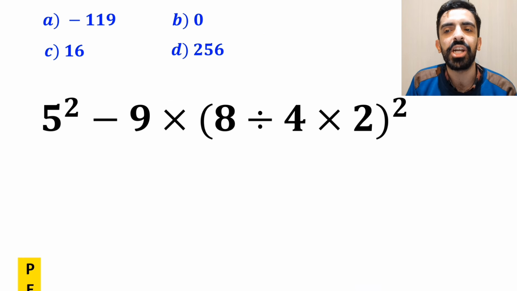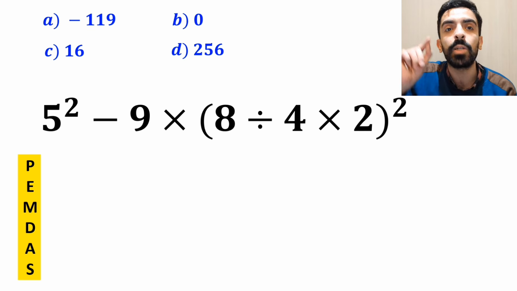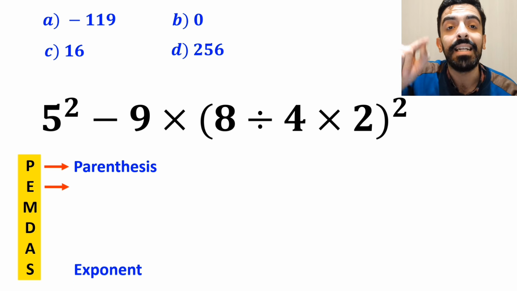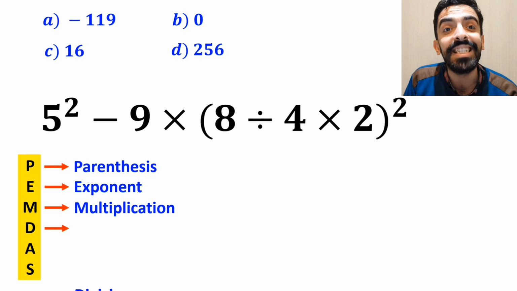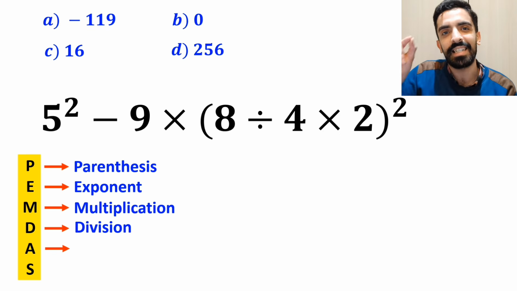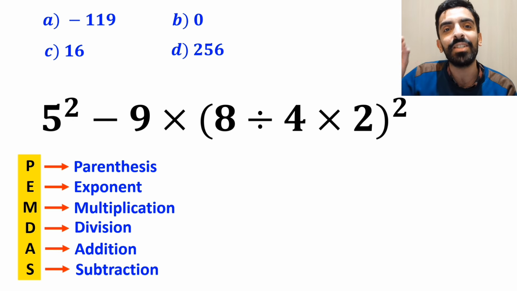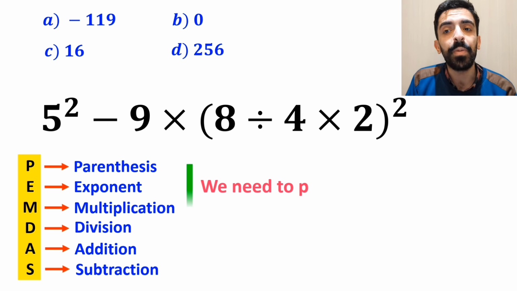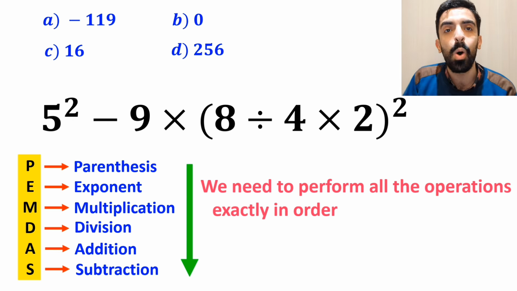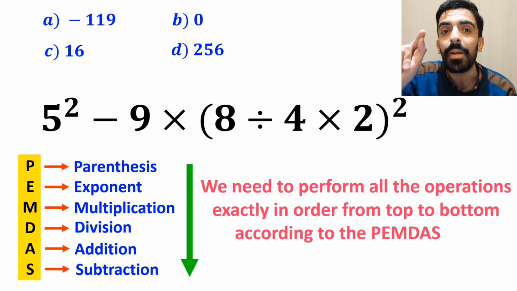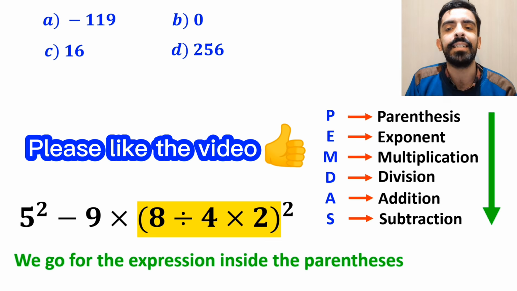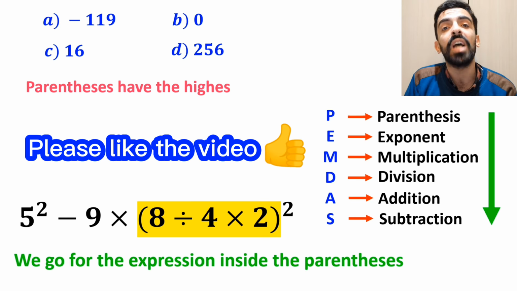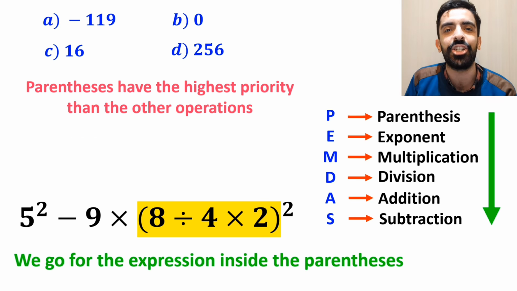To solve this question, we must carefully follow the PEMDAS rule step by step. In this rule, P stands for parentheses, E stands for exponent, M stands for multiplication, D stands for division, A stands for addition, and S stands for subtraction. We need to perform all the operations exactly in order from top to bottom according to the PEMDAS rule. So, first we go for the expression inside the parentheses because parentheses have the highest priority among the other operations.